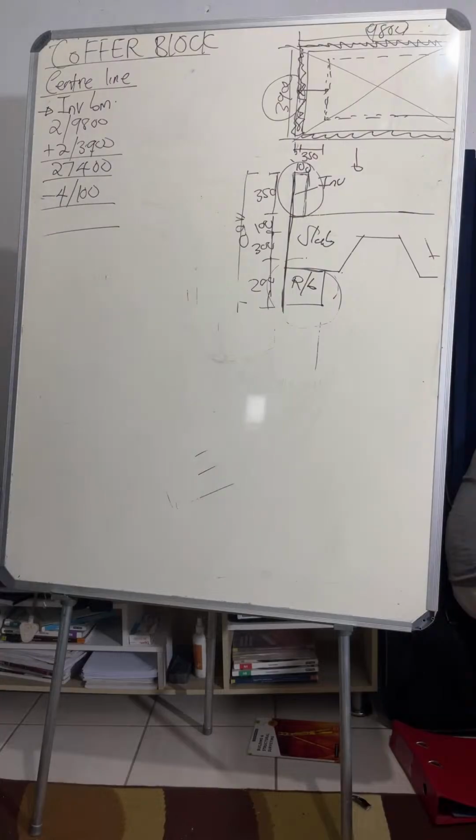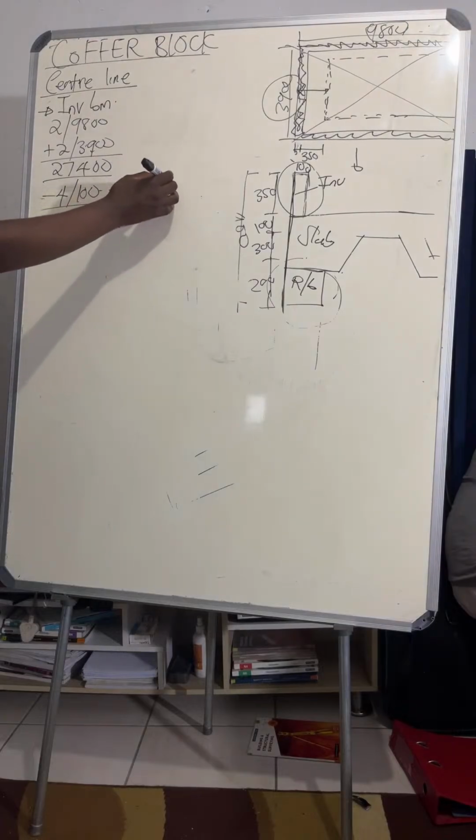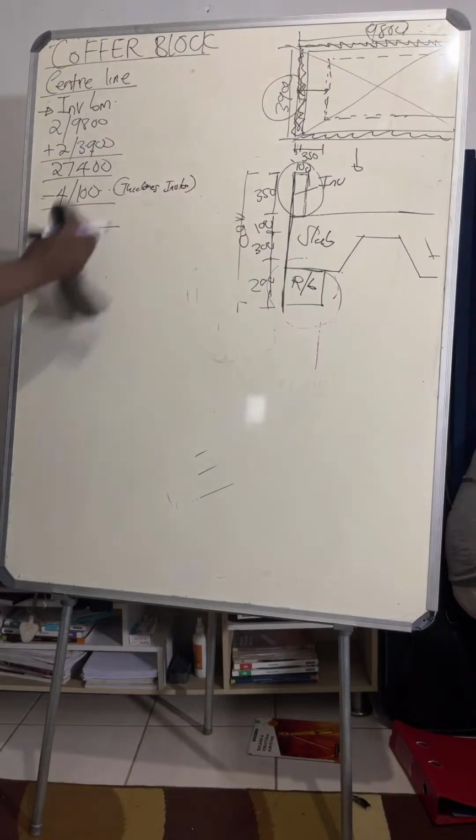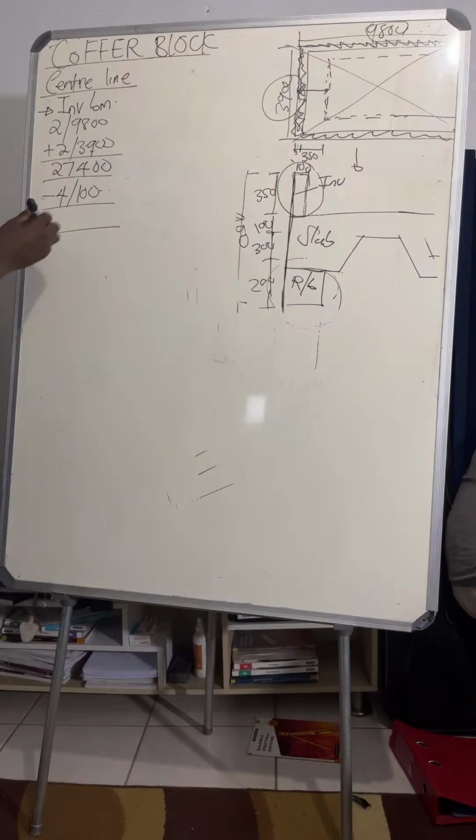So what is the answer after that minus 4 of 100? This 100 is the thickness of what? Of the inverted beam. You can write that on your notes so that you can understand more. The answer is 27,000. That is the ring beam.